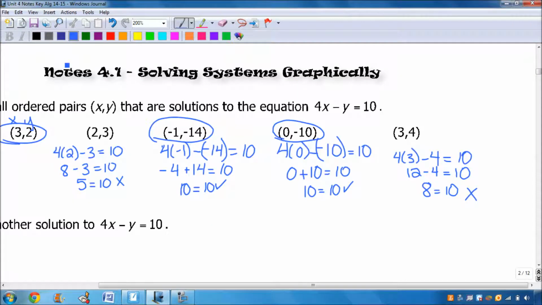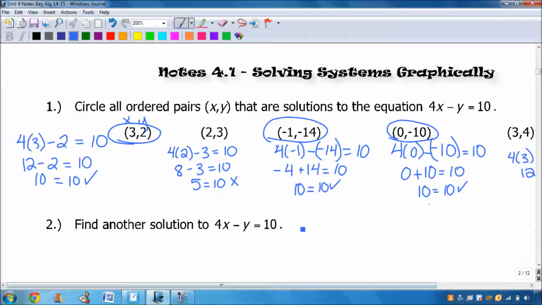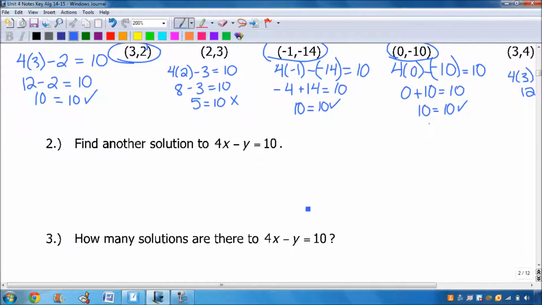All right, go ahead, take a look at the work that we have here. For this one, you should get 10 equals 10, and then for this one, you should get 8 equals 10. And since this is true, you circle it. Since this is not true, then (3, 4) does not fall on the line. All right, question 2. Find another solution to 4x minus y equals 10. So you can really make up any solution you want.